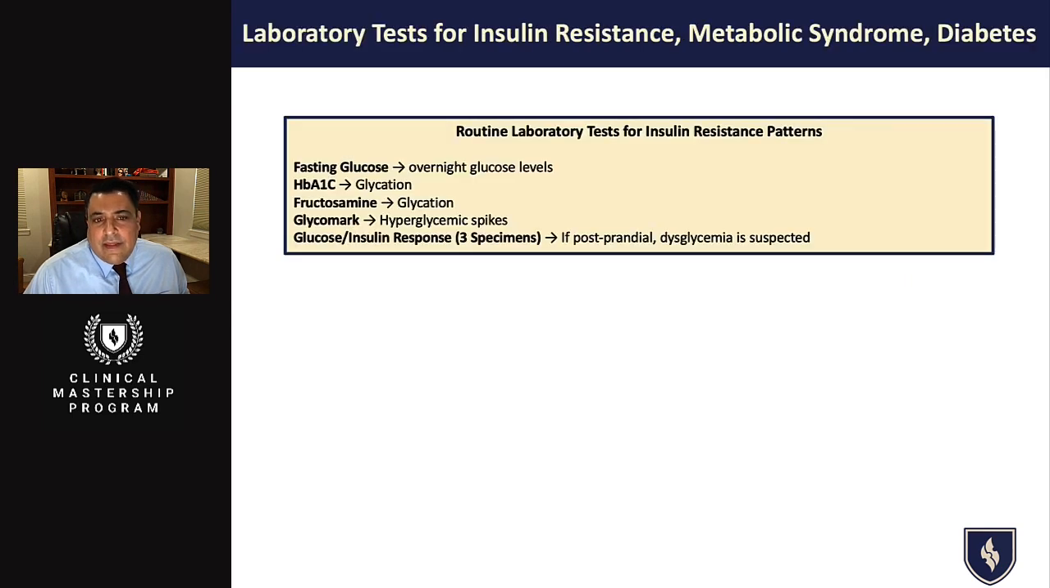Now, the levels you're measuring with fasting glucose and insulin are just your overnight glucose levels or overnight insulin levels. Remember, HbA1c is measuring glycation over 4 to 8 weeks, fructosamine somewhere around 2 to 3 weeks, and then the glycomorph is looking at hyperglycemic spikes. So those are different forms of testing. But the HOMA is really a subtle way to look for things you may find with the glucose-insulin response time that isn't as difficult for your patient.